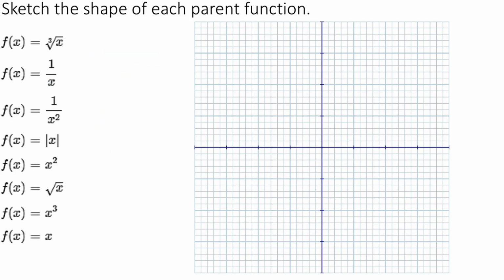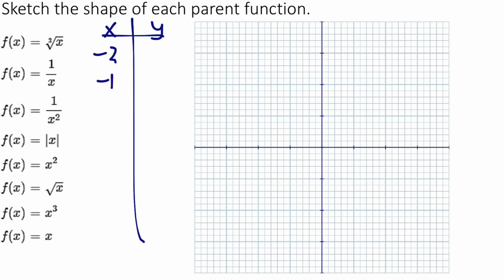All right, now let's look at the parent function for 1 over x squared. So we'll just take a couple points again. We'll go through this exercise here, but you may not need to do it in the future. If you do, though, no problem. All right, so let's say we've got negative 2, negative 1. Okay, 0 is not going to be in the domain again, so we're going to have a vertical asymptote. Let's draw that in.